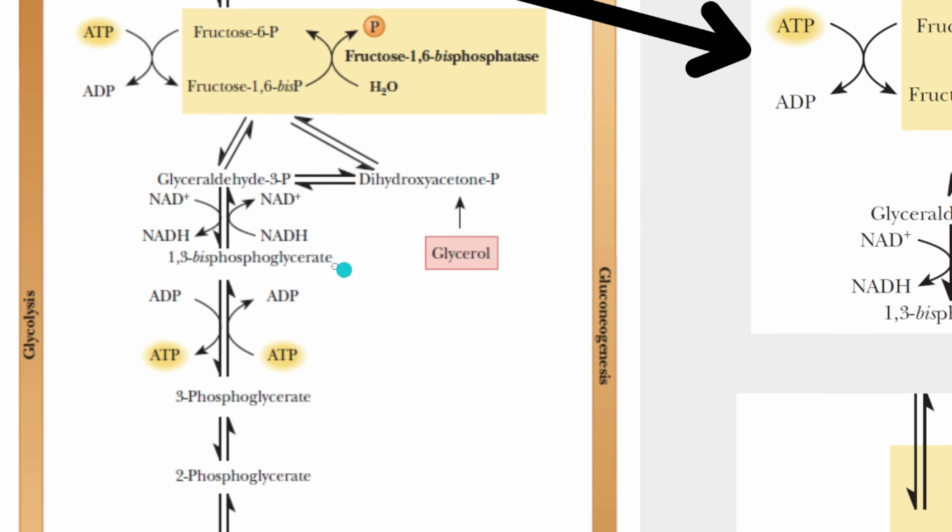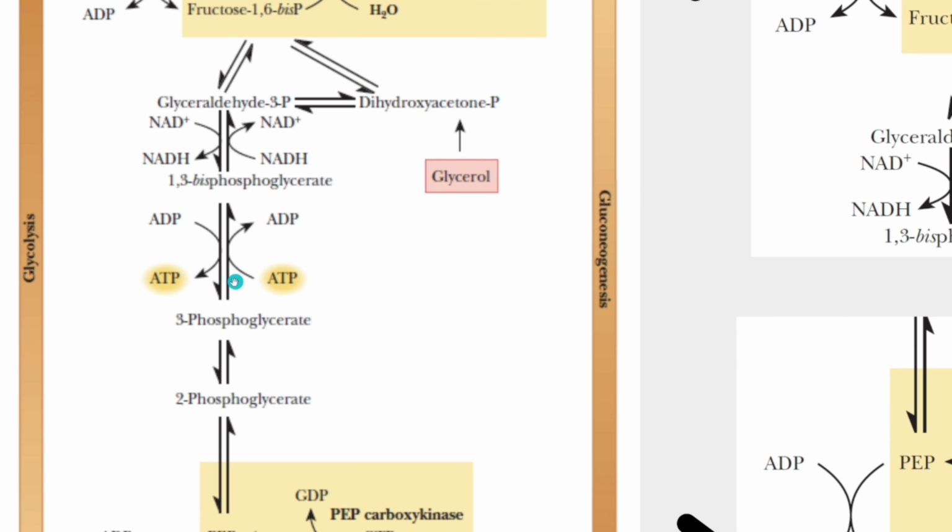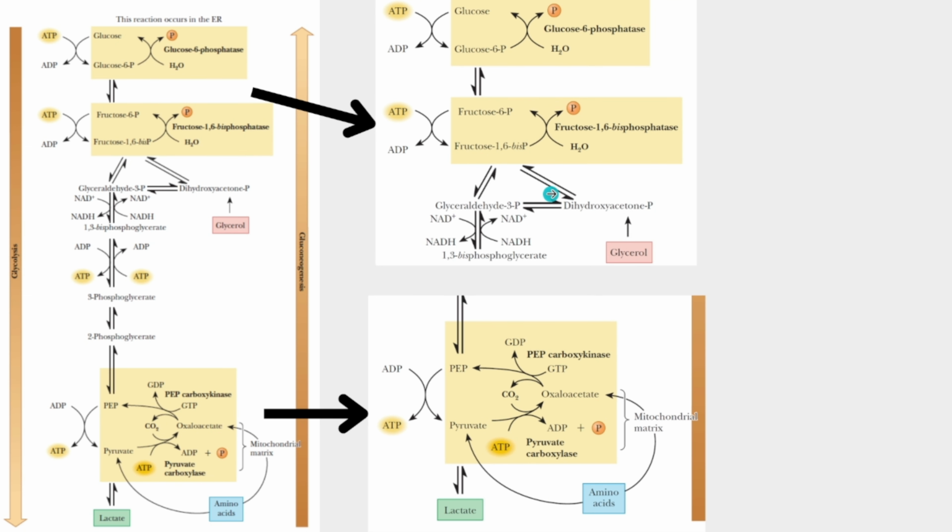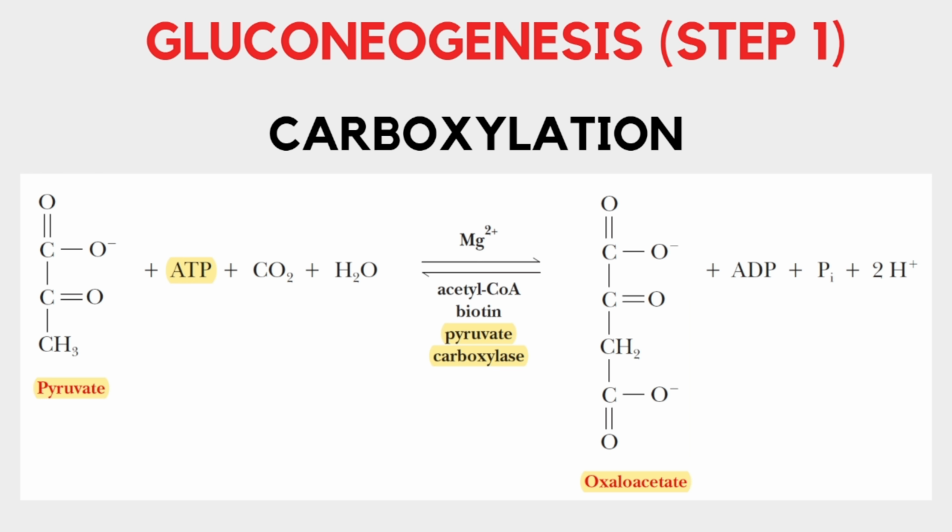Similar to here for the ATP. In glycolysis, they produce ATP, right? But in gluconeogenesis, in the reverse direction, they use ATP. So yeah, that's all about gluconeogenesis. As I mentioned, this one is the more detailed one.